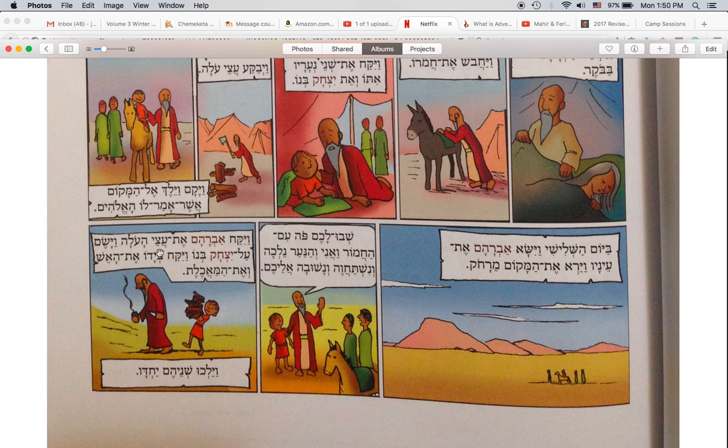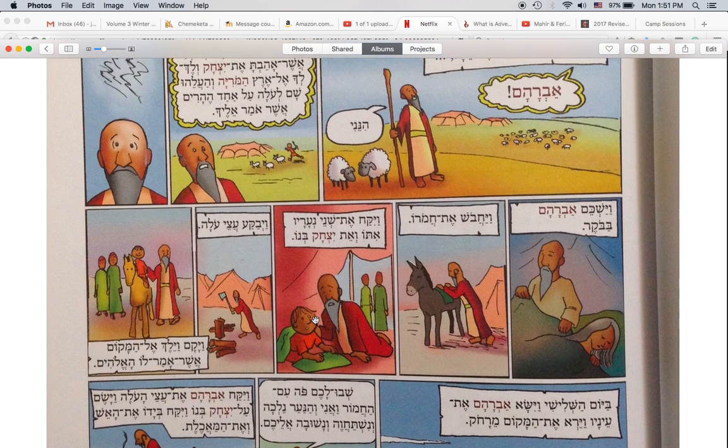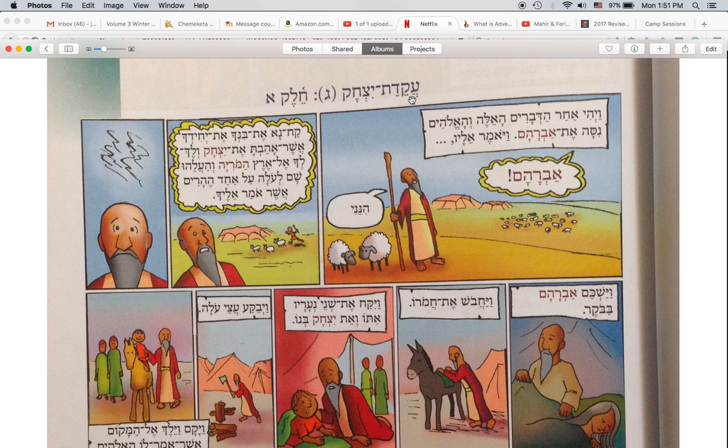Vayikach Avraham et atzei ha'olah, and Abraham took the wood of the offering, of the burnt offering, vayasem al Yitzchak beno, and he set it upon Isaac his son, vayikach b'yado et ha'esh ve'et ha'ma'achelet. So Abraham took the wood of the burnt offering and he set it upon Isaac his son, and he took in his hand the fire and the knife. Vayelchu shnehem yachdav, and the two of them walked together. So this is the first section of the third reading of the Binding of Isaac story.